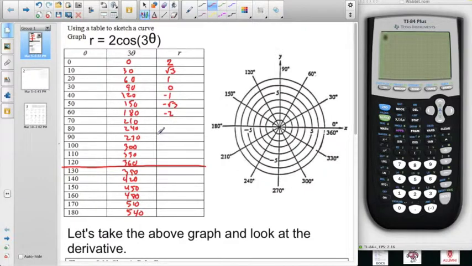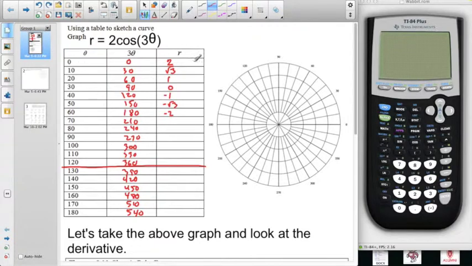So let's take a look at those first. At a theta of 0, we have a radius of 2, so we go out 2 concentric circles along the polar axis. Then at 10 degrees, we go out square root of 3, which is about 1.7. At 20 degrees, we're going to go out 1, so we should be right there on that concentric circle, r equals 1. And then at 30 degrees, we're back at 0.